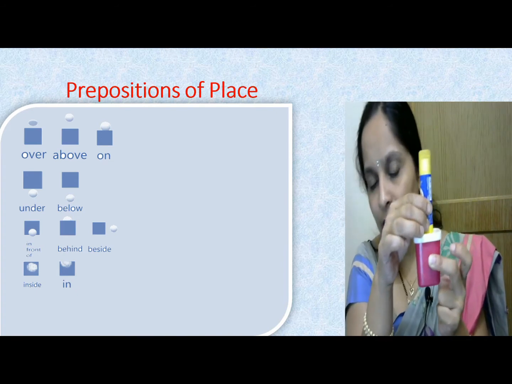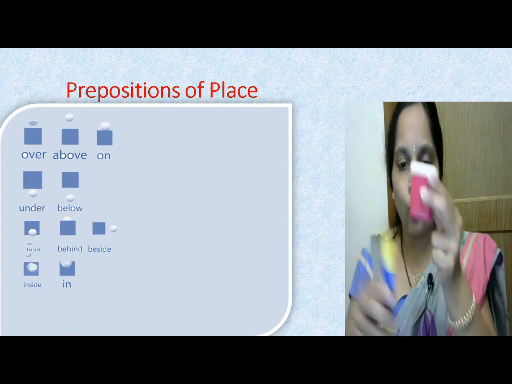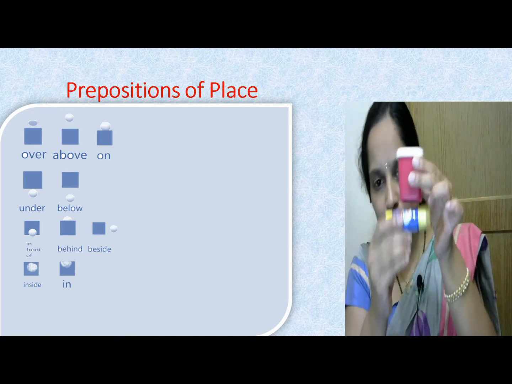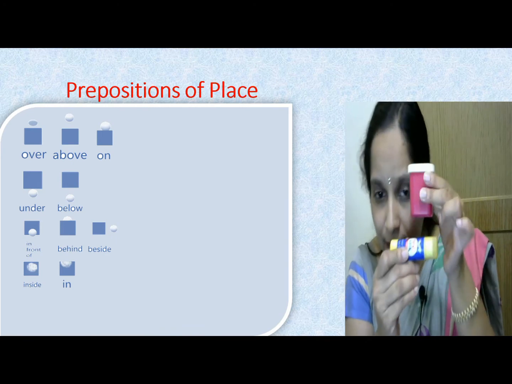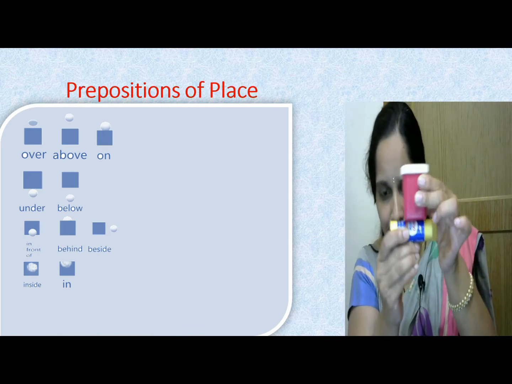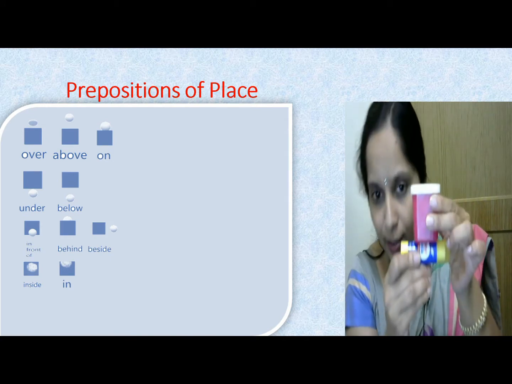No confusion. Now let's talk about under and below. Now, where is the glue stick? So the glue stick is under the box. Under is actually under, wherein there is no gap between these two objects. So the glue stick is under the box.